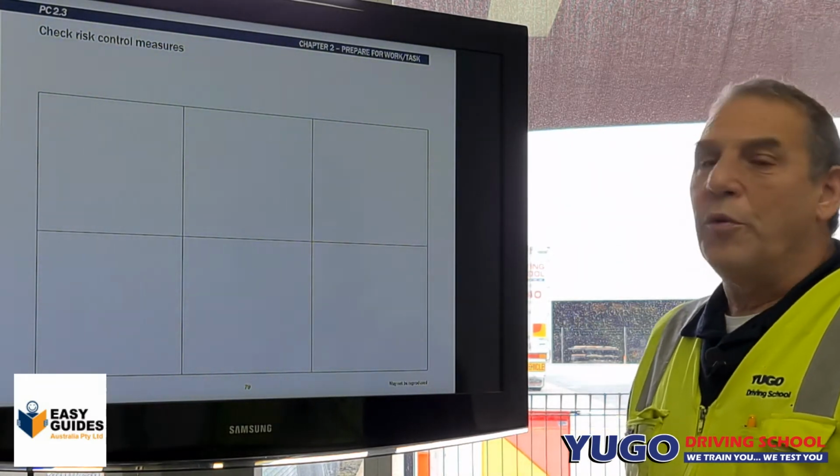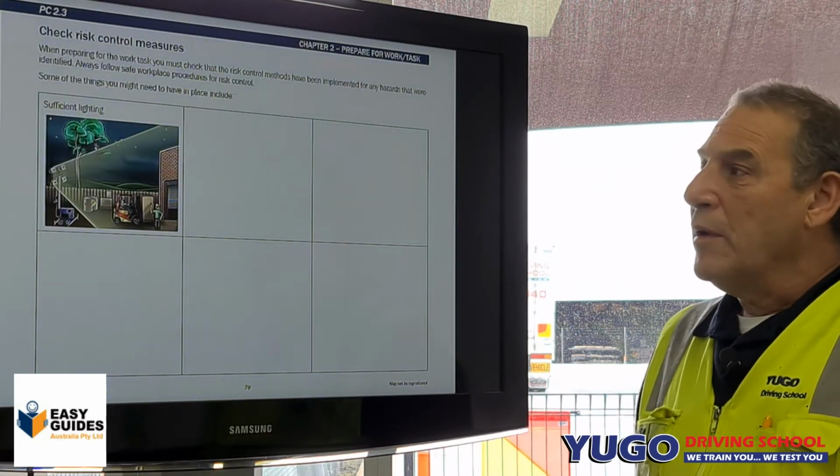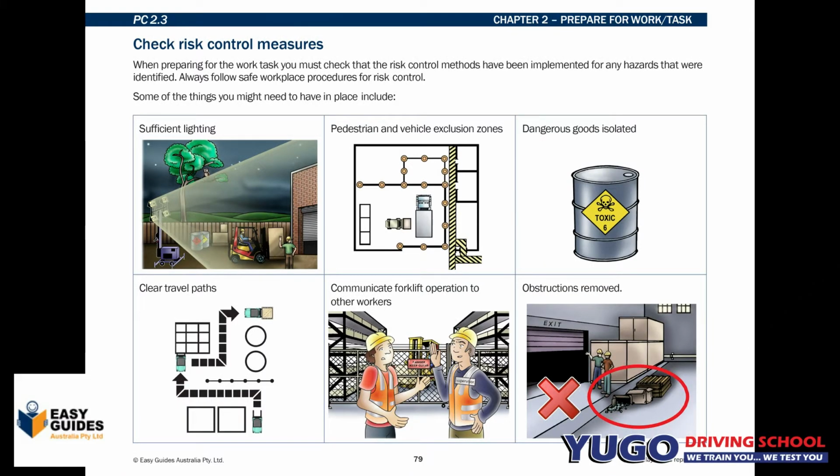Before you start work, you want to make sure your risk control measures are put in place. You're working in a dark area, you have sufficient lighting so you can see clearly, so you can work safely. Pedestrian exclusion zones and vehicle exclusion zones are put in place, keeping your forklift separate from other people, keeping your forklift separate from vehicles. Dangerous goods. You want to make sure they're isolated and stored correctly. Always check with your MSDS or SDS.